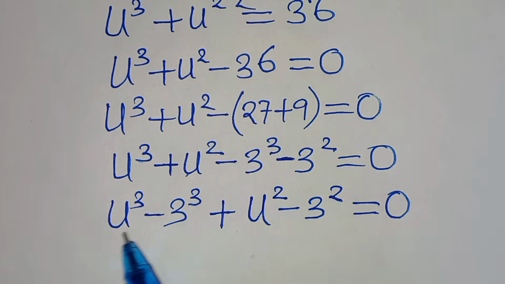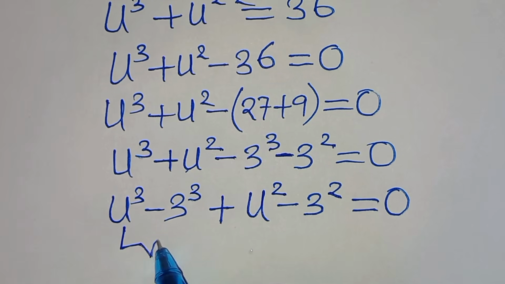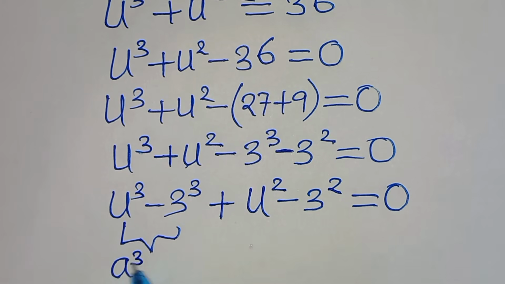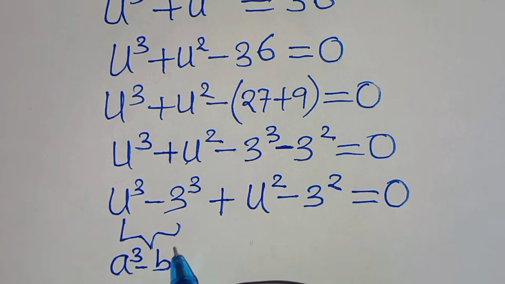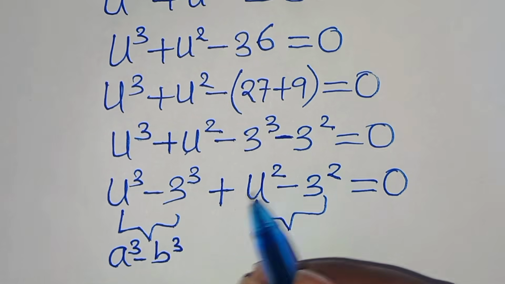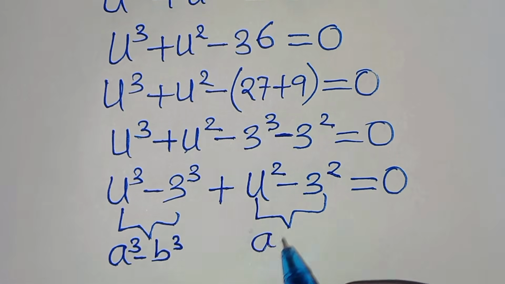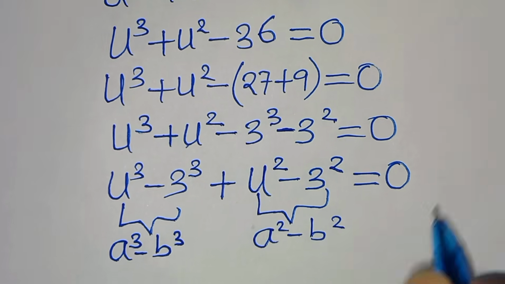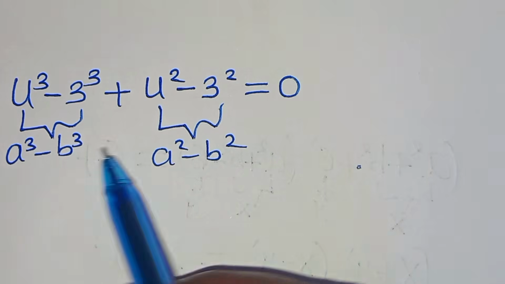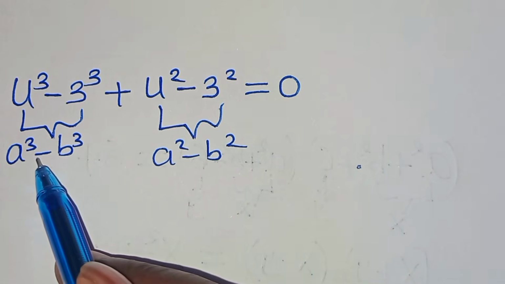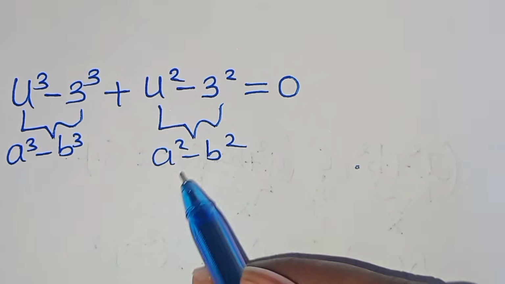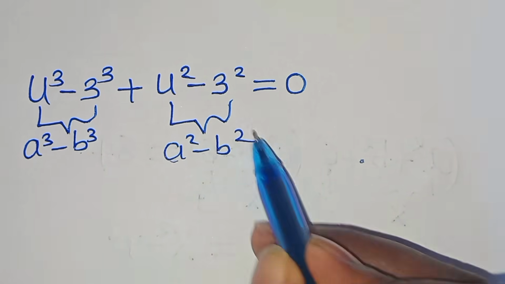Now, the next step is that we have two parts here. This is the first part, which is the difference of two cubes here, which is a to the power of 3 minus b to the power of 3. And we have the second part here, which is the difference of two perfect squares that we can express as a squared minus b squared. The first part is the difference of two cubes, a to the power of 3 minus b to the power of 3. The second part is the difference of two perfect squares expressed as a squared minus b squared.